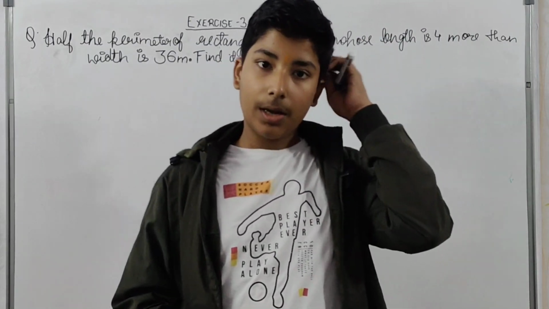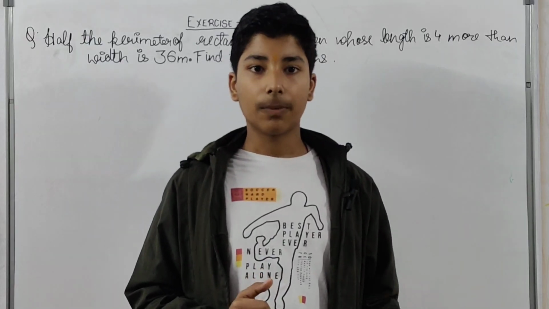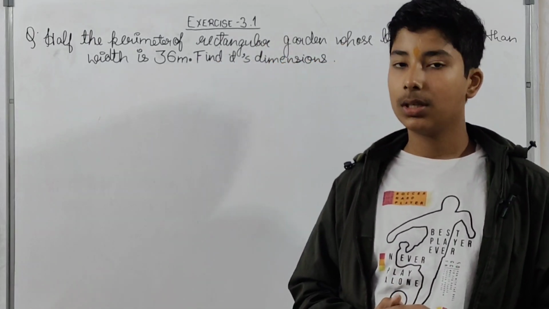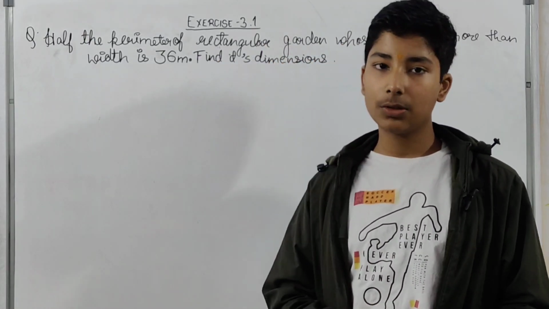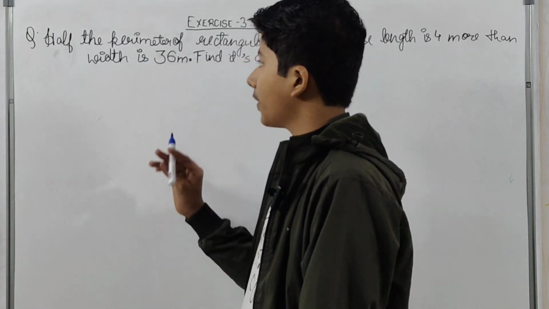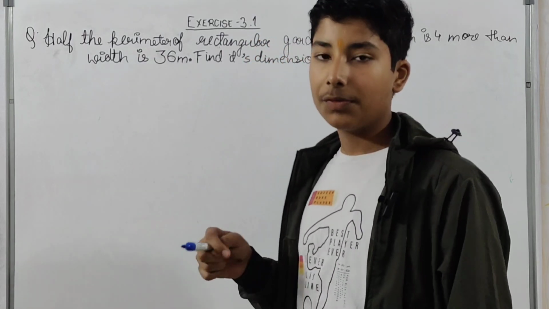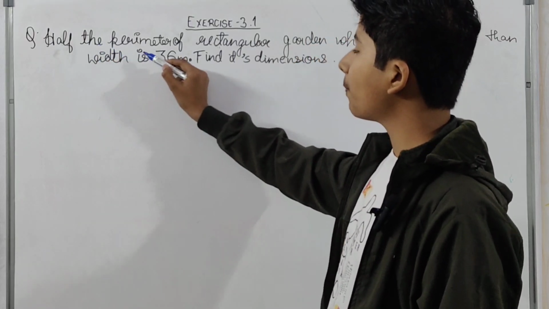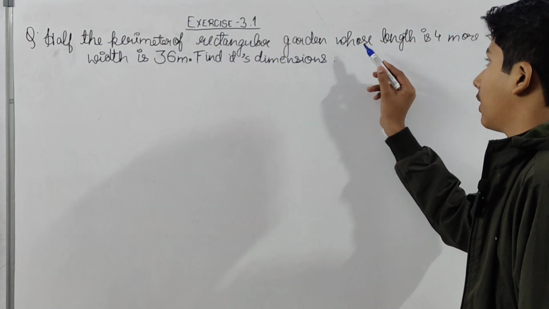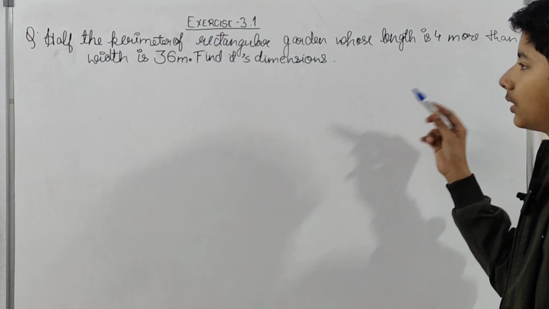In the previous video, I did part 1 of this exercise, in which I did the first 3 questions. Now, I'll do the last 3 questions of this exercise. Our first question of this part 2 is: half the perimeter of a rectangular garden, whose length is 4 more than its width.